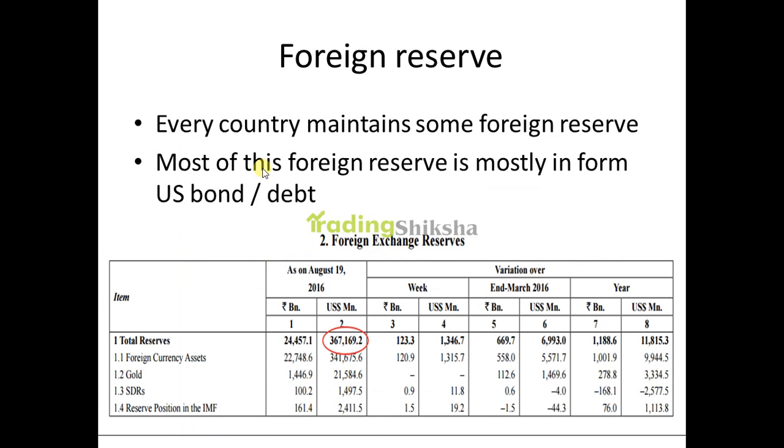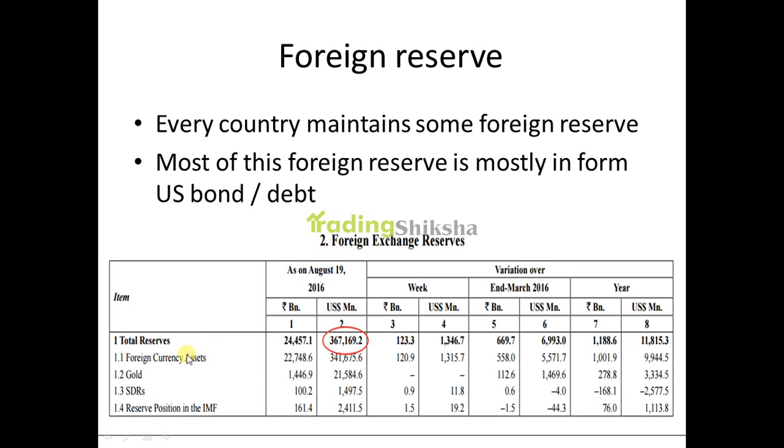So any country would be required to maintain a foreign reserve, which will mostly be in dollars, to help in time of crisis, because if somehow the country does not have enough dollars to manage its imports, then the central bank would step in and provide it with the foreign reserve. This is a table taken from the RBI site.